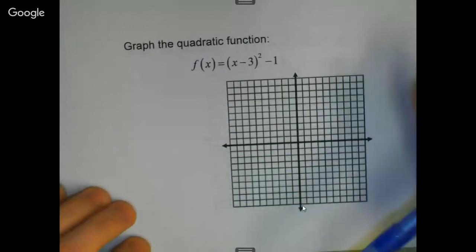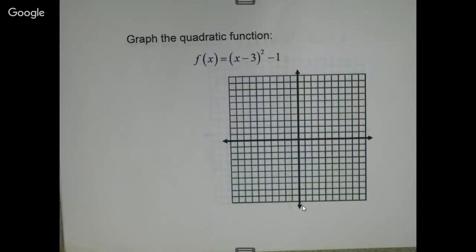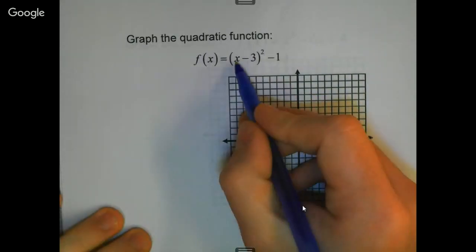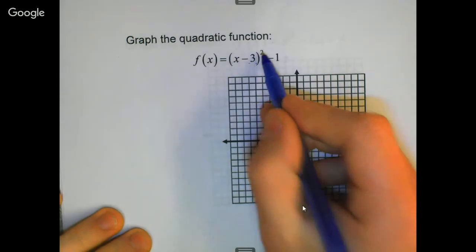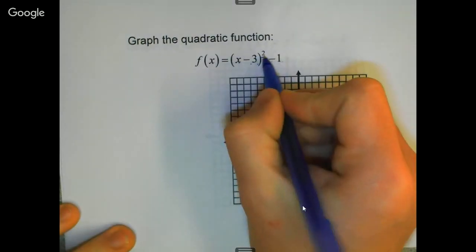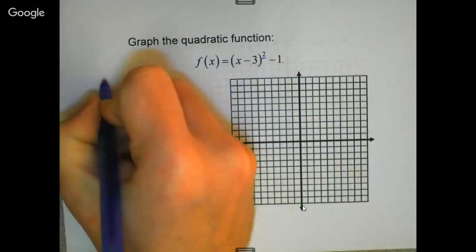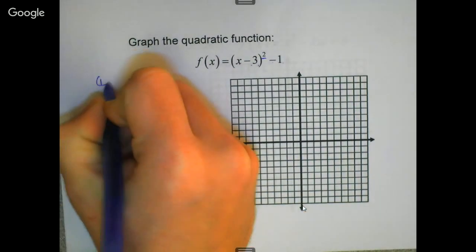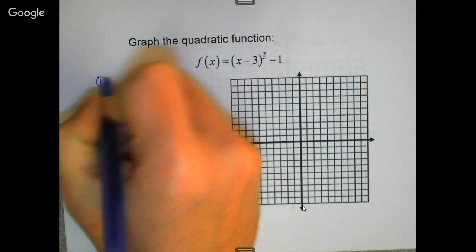All right, so let's look at one here. And we'll just go step by step through it. Okay, so (x minus 3) quantity squared minus 1. I know this is a quadratic equation because it is squared. Okay, so we'll start with step 1. Let's find the vertex, or determine up or down.